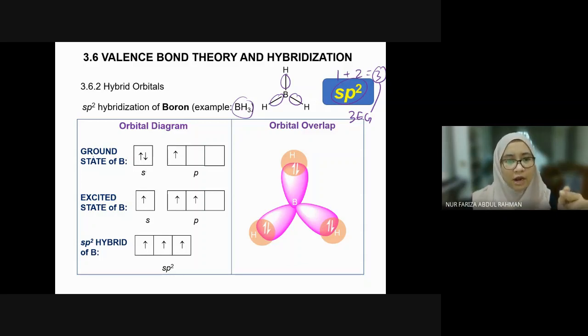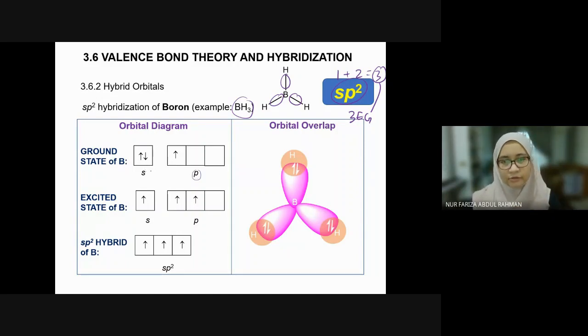Okay, we're going to start with the ground state of boron. Okay, you kena tahu the valence electrons for boron. How many valence electrons for boron? So boron comes from group 13. Therefore, it should have 3 valence electrons. Okay, alright. So this is the ground state of boron. So we have 2 electrons in the s orbital and 1 electron in the p orbital. Okay, this is the original state.